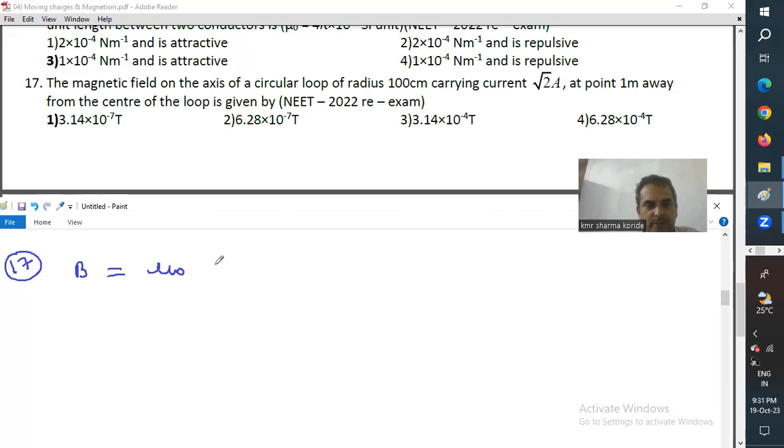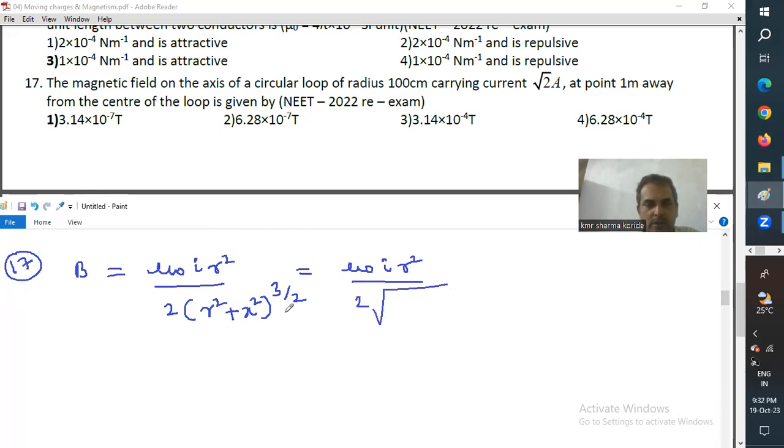is going to be mu naught I R square. In case the number of turns is given, we write N, divided by 2 times (R square plus X square) whole to the power of 3 by 2. Otherwise, this can also be written as mu naught I R square divided by 2 with (R square plus X square) cube. Now let us start substituting the values.